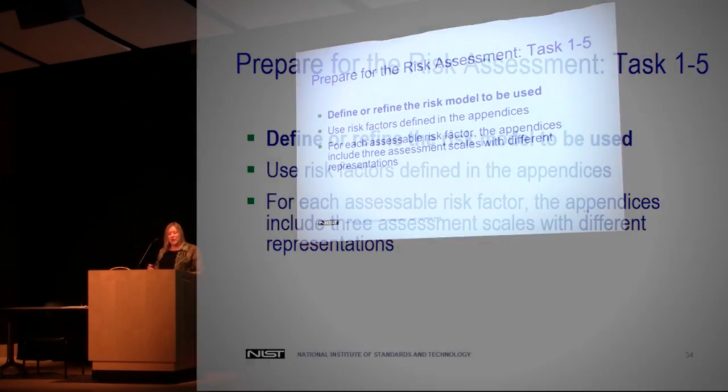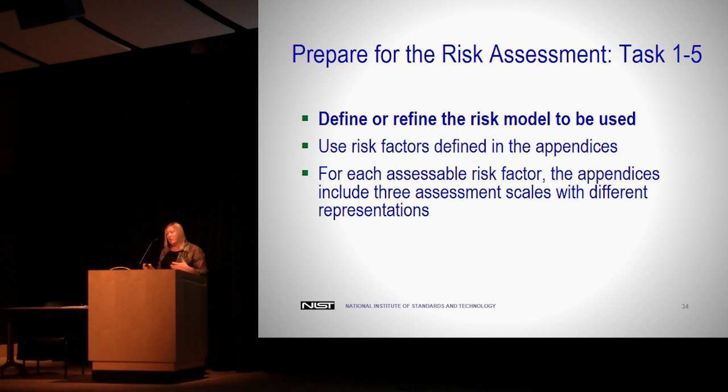Task 5 is defining the risk model. So we already saw what that looked like. I can't think of too many reasons why it would really change from that basic model with threats and vulnerabilities and likelihoods and impacts and so on, the use of the risk factors. And for each assessable risk factor, the appendices do include assessment scales with different representations. And again, we'll see that in the workshop.